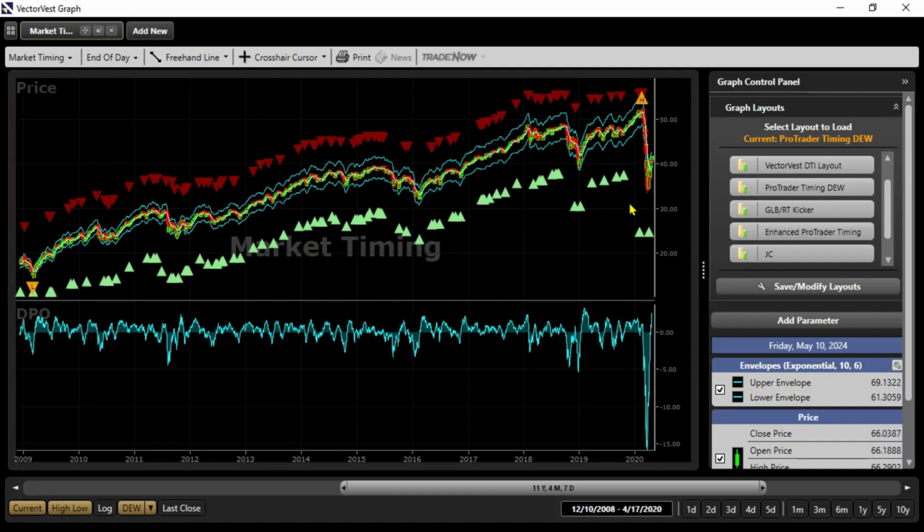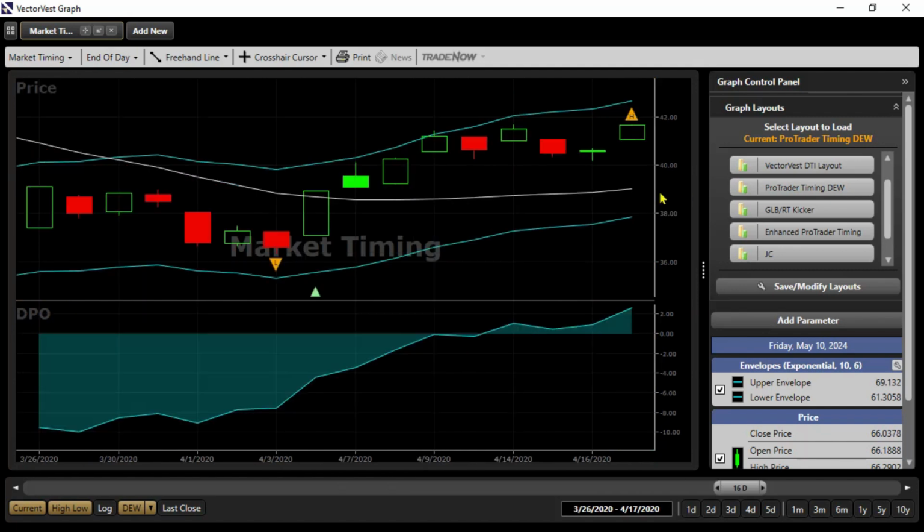Those are the kinds of instances, financial crisis. Those are the kinds of instances that have created the lower penetration of the lower band. So it takes an extreme event to get that done. So that's how it works.